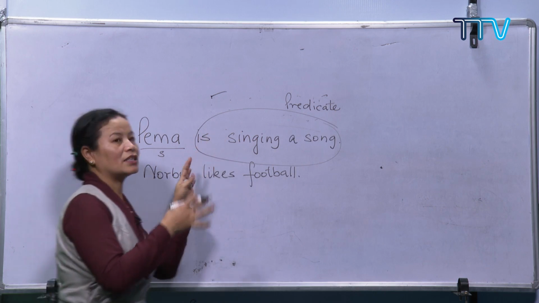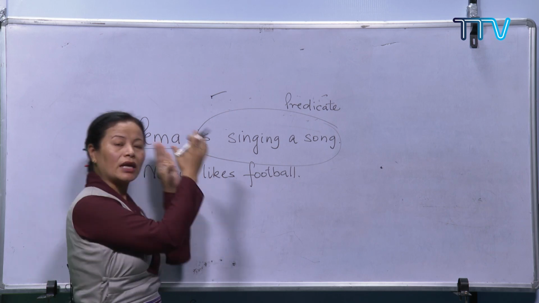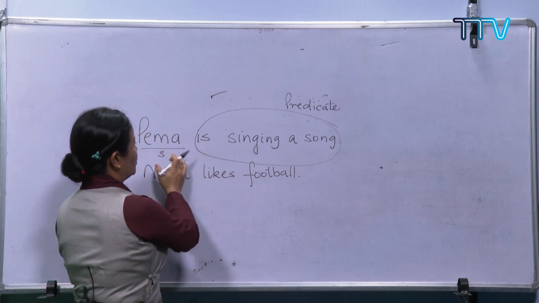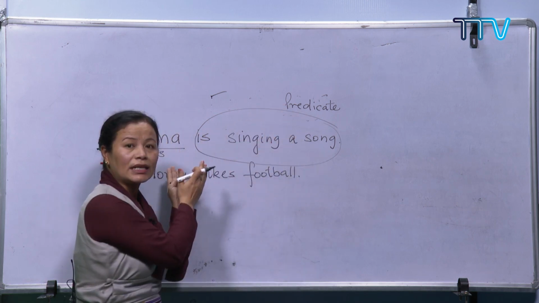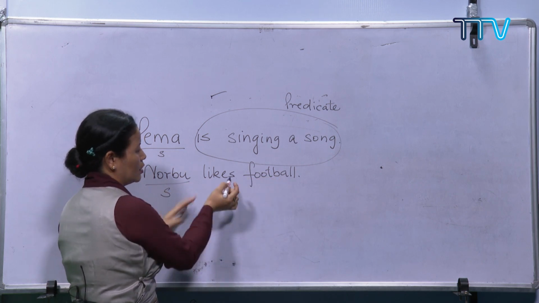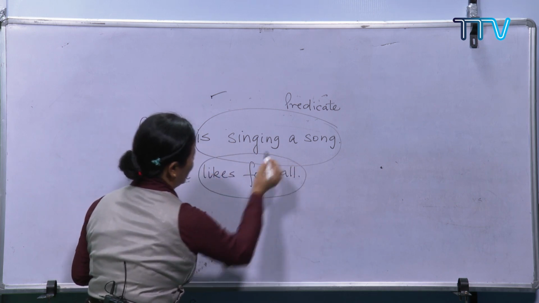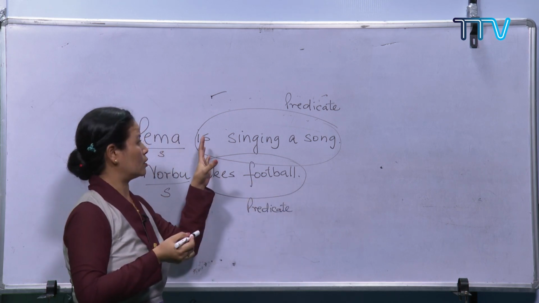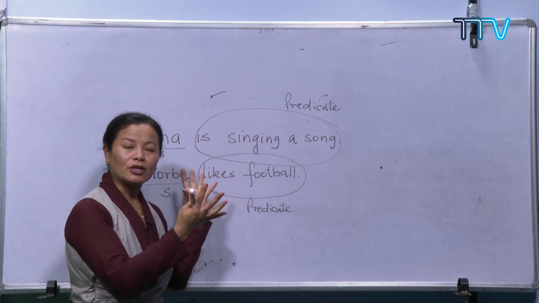I am discussing this keeping the viewer's query in mind. Last time when we discussed subject and verb, our focus was more on the verb and then on types of sentences. So in Pema is singing a song, the whole phrase is singing a song becomes the predicate of this sentence. Is it clear now? Norbu likes football. Norbu is the subject here, this is the verb, and this part is the predicate. I'm sure the doubt regarding why predicate was not discussed is clear now. Subject and predicate form the parts of a sentence.